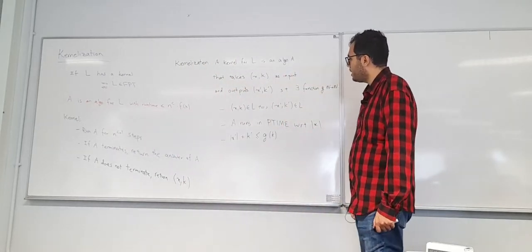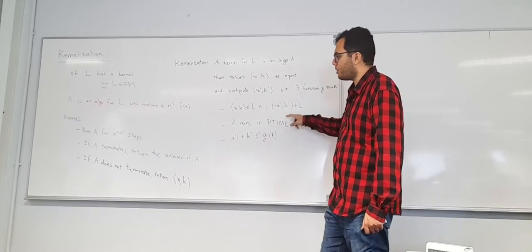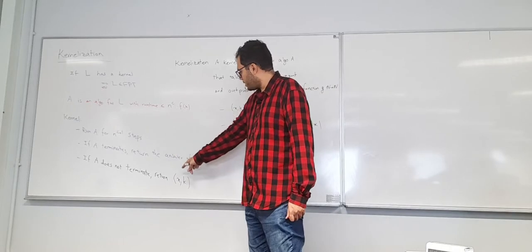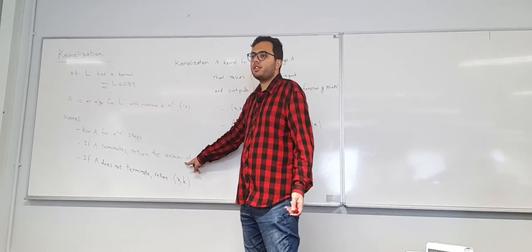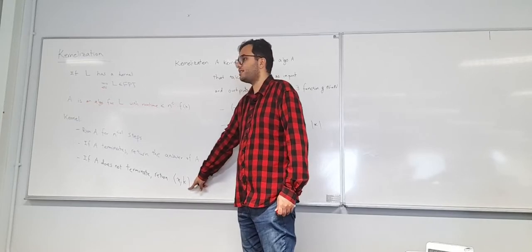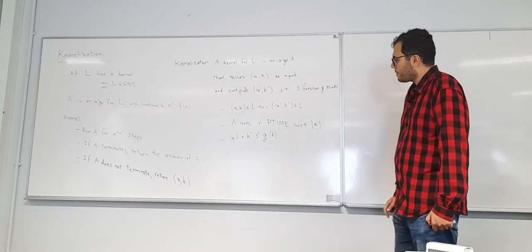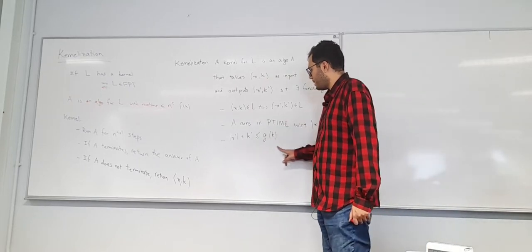Now, how about this part? Does it change the answer? It doesn't change the answer. So if A gives us the answer, we're just returning that, which is the correct answer. And if A does not terminate, we're returning the same instance that we had initially. So the answer does not change either. So we have to just show this one.